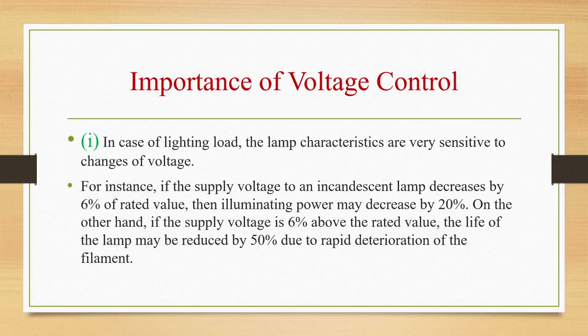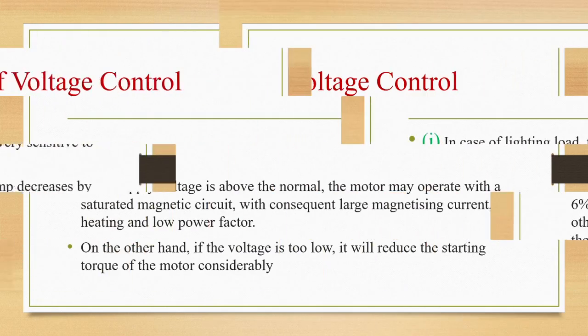First reason is in case of lighting load, lamp characteristics are very sensitive to changes of voltage. So if you take the example, if the supply voltage to an incandescent lamp decreases by 6% of rated value, then illuminating power will decrease by 20%, and on the other hand, if the supply voltage is 6% above the rated value, then life of the lamp can be reduced by 50% due to rapid deterioration of the filament.